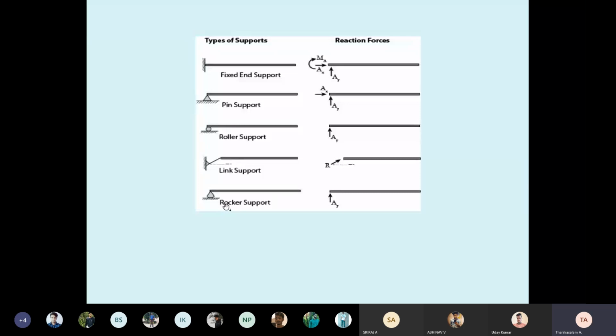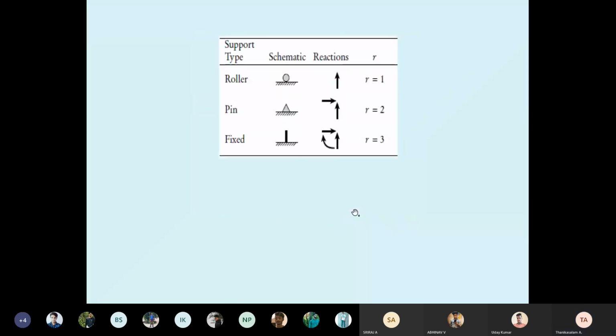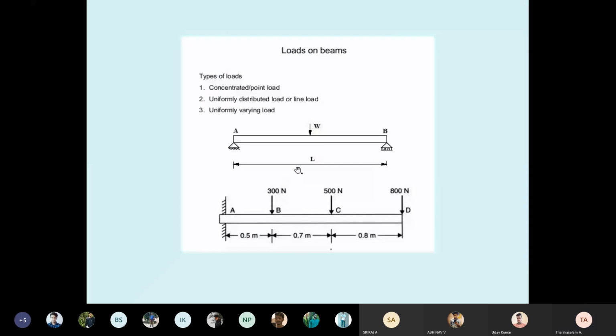Rocker support also gives one vertical reaction. The roller support is represented by a roller, so it gives one vertical reaction. The arrow mark shows the vertical reaction. Pin support, the schematic representation, gives two reactions, horizontal and vertical. The fixed support gives one horizontal reaction, one vertical reaction, and one couple moment. Simple support gives one vertical reaction.